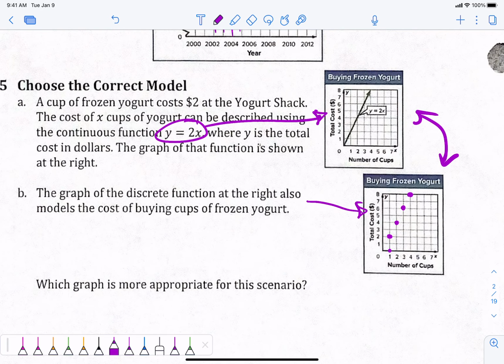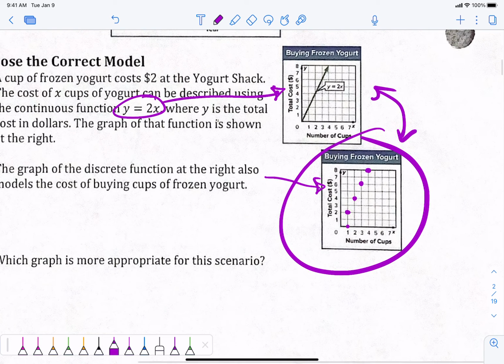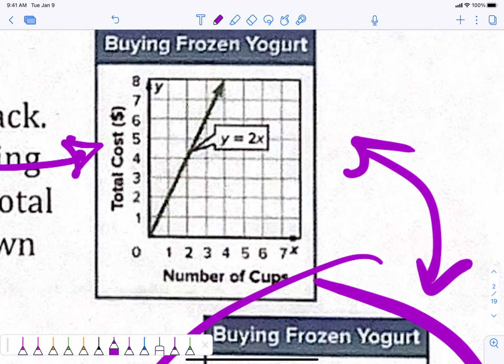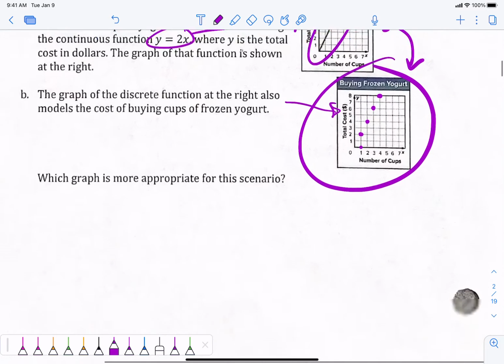Why the bottom one? I heard a lot of people say the bottom one. Why? Right, you can't buy half of a thing of yogurt. You can only buy a finite countable amount of yogurt, right? I can't walk in and say, I will have 1 2/3 cups of yogurt, please. Like, that would not work, right? So this implies that I can buy any amount of yogurt on that line, right? So that will not work. So I want to buy the discrete one.